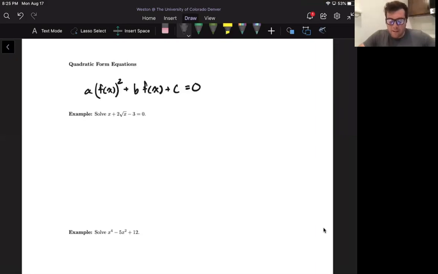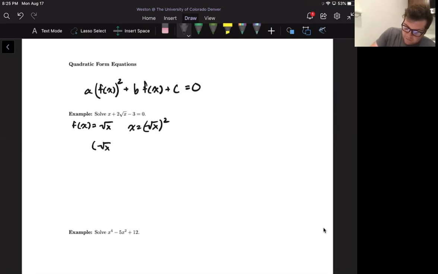So I think it makes sense in this example below, where our f of x is equal to the square root of x, and we see that x equals the square root of x squared. So our equation is literally asking us to solve the square root of x squared plus 2 square root of x minus 3 equals 0.